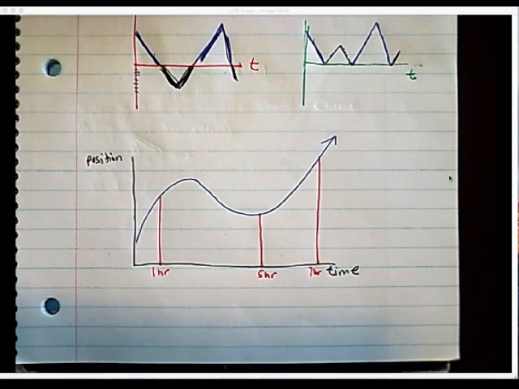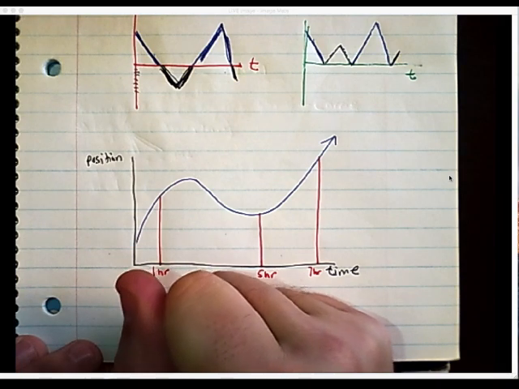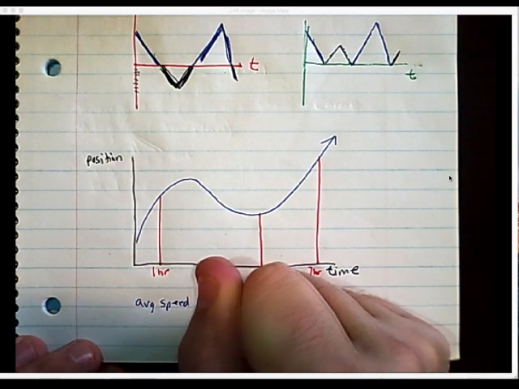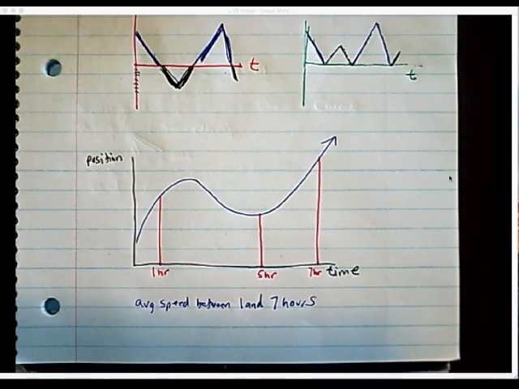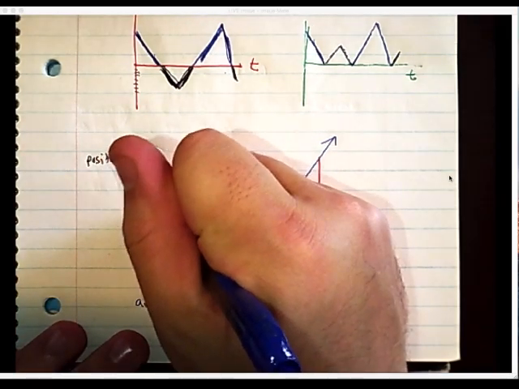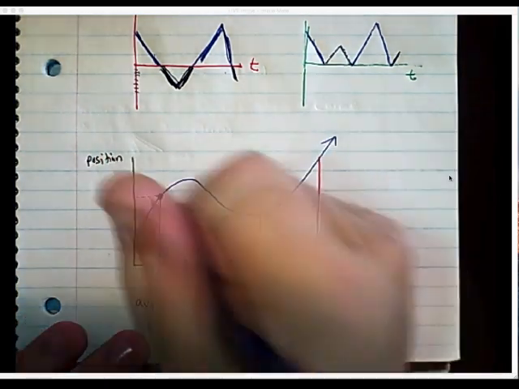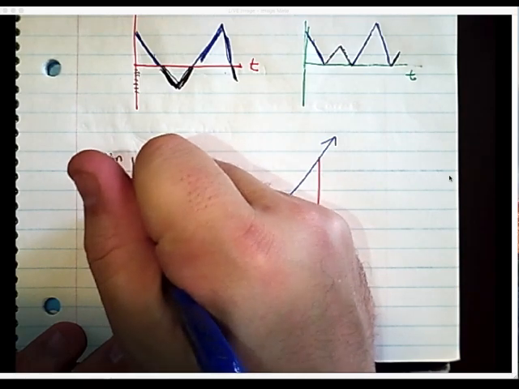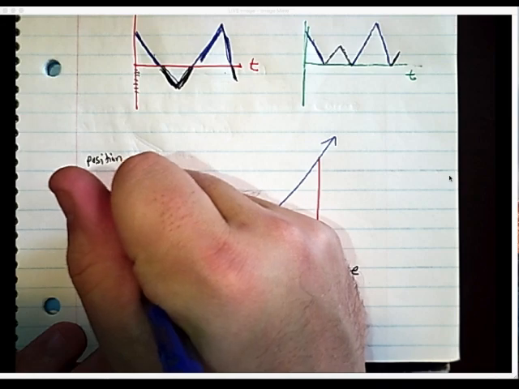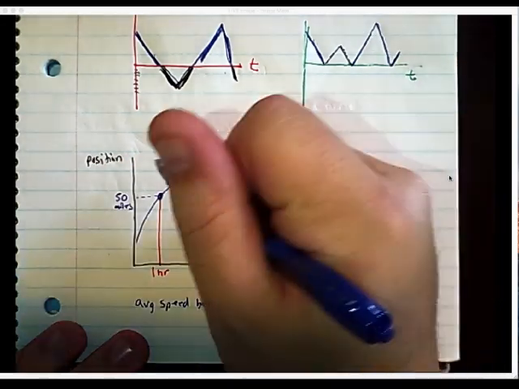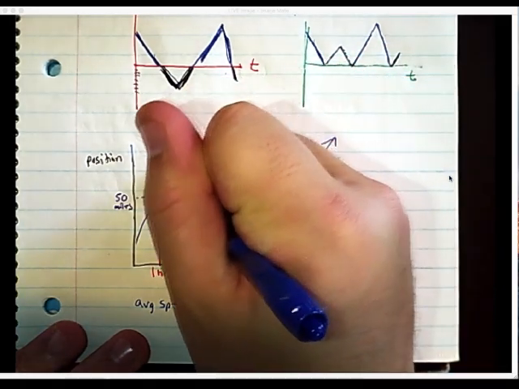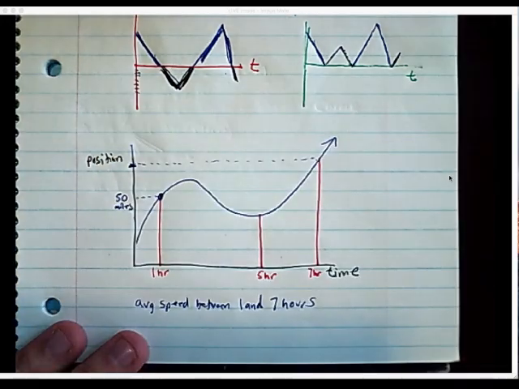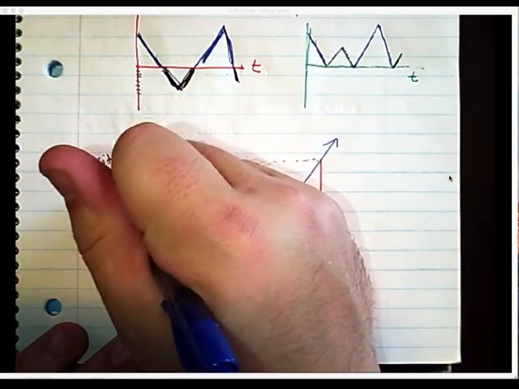Okay, so let's say we want to define the average speed between 1 and 7 hours. What that would be equal to, we could take the position at 1 hour. Let's say at 1 hour you were, I don't know, 50 miles away from your home. But at 7 hours, you might have been, I don't know, 80 miles away from your home.